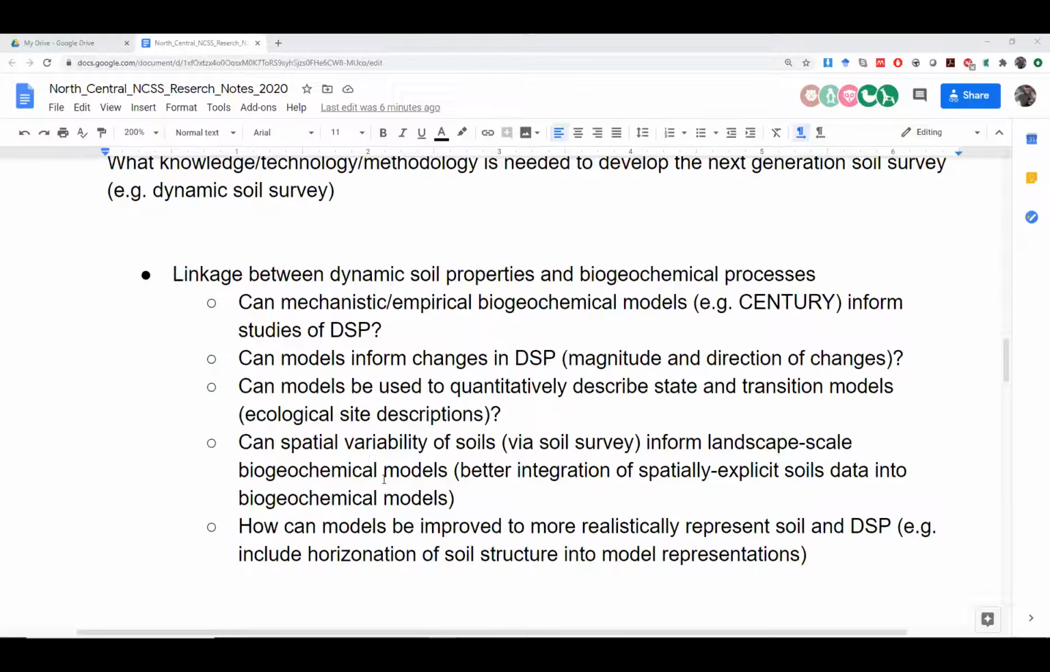And then lastly, we talked a little bit about working with biogeochemical modelers. How can we improve the representation of soils in these models? Often they lack explicit references to pedologically important soil features such as horizons or soil structures. They may not be represented in the models, which limits their utility for the first three bullet points here. So how can we work with the biogeochemical modeling community to improve their models in a way that helps the mission of dynamic soil property inventory and survey?